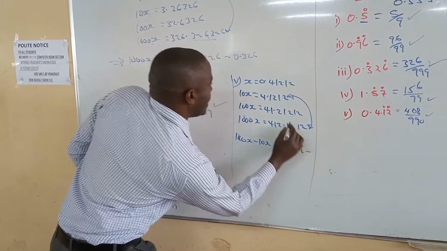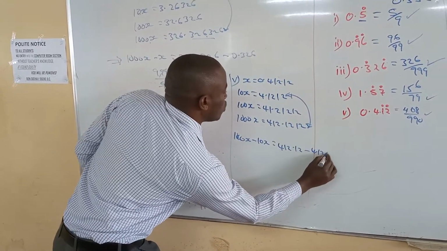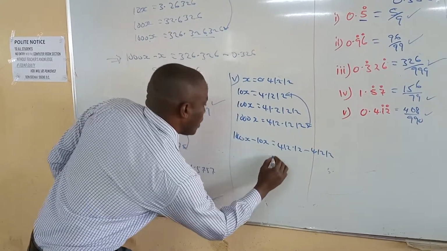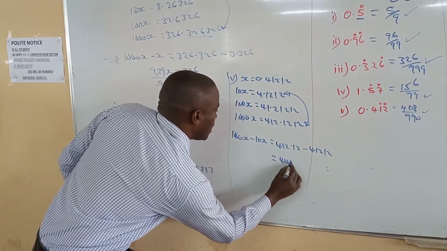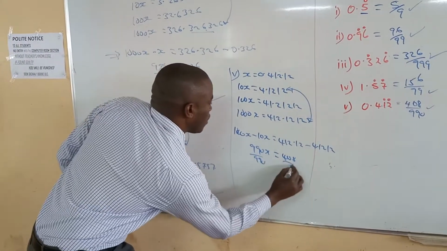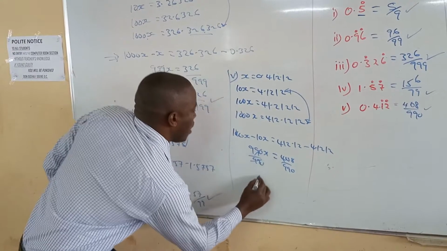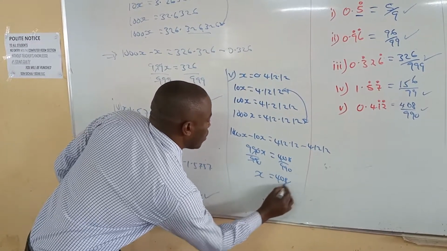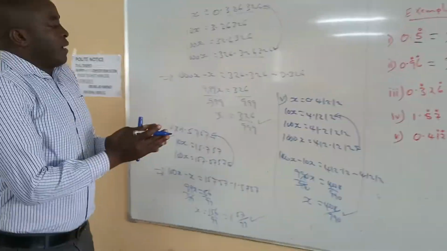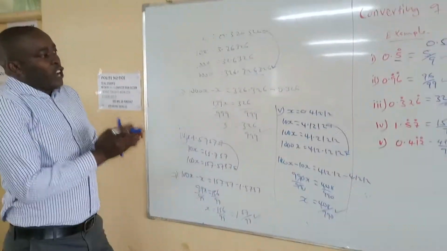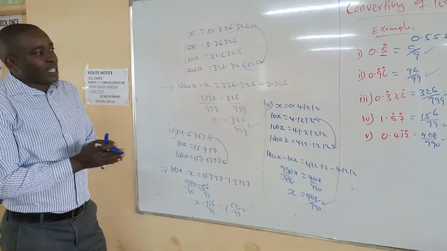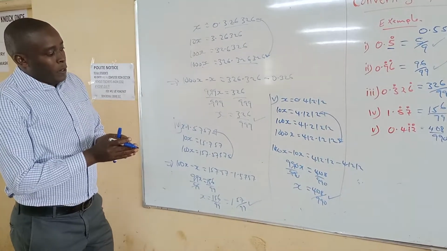That gives you 412.1212 minus 4.1212. So after the decimal is 0, and 412 minus 4 gives you 408, and this gives you 990x all over 990. So we shall have our x as 408 all over 990. So you see, that is what we got. These are questions that when you find them in an exam, you are able to see the answer before you even do.